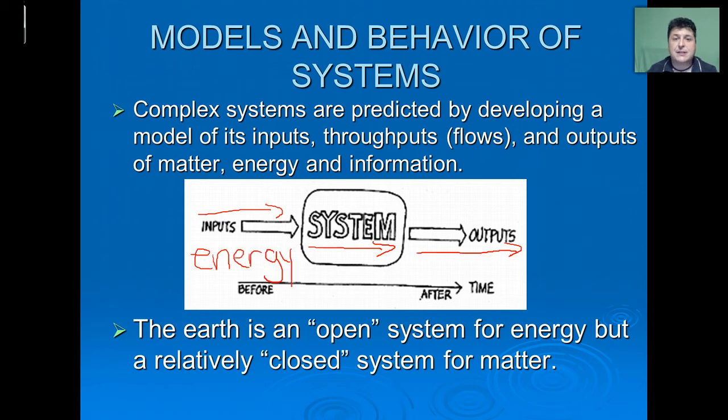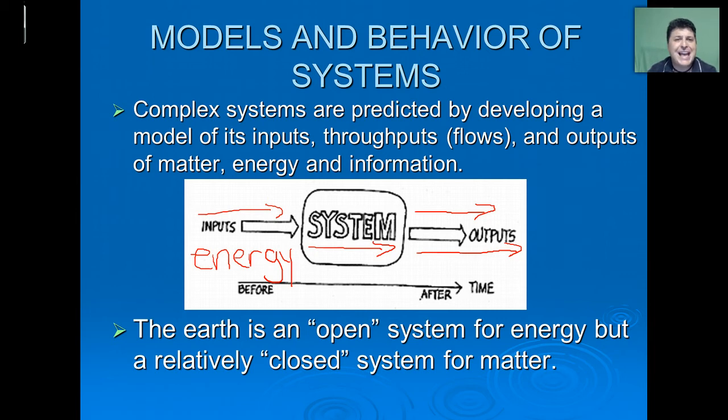That energy is collected by plants through the process of photosynthesis and stored in carbohydrates, which are then released by the plants themselves and consumers. As those organisms metabolize, they generate heat, and that heat radiates out into the atmosphere and eventually back out into space. So we say that the Earth is an open system for energy because energy comes in, goes through, and comes out.